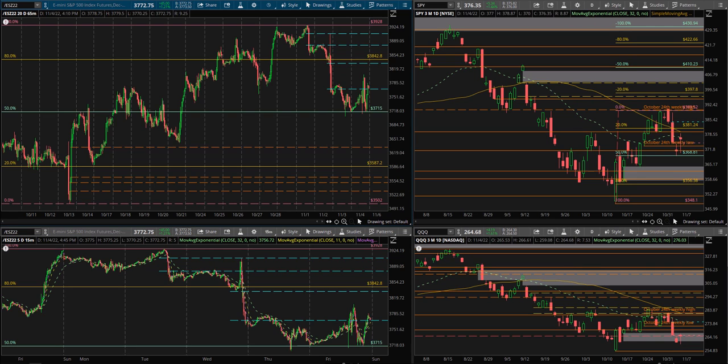It is November the 5th and you're looking at a 4-panel layout. In the left column is the ES, the December contract, 65-minute chart on top, 15-minute on the bottom. In the right column, the SPY daily chart on top, and down below that is the QQQ daily chart.